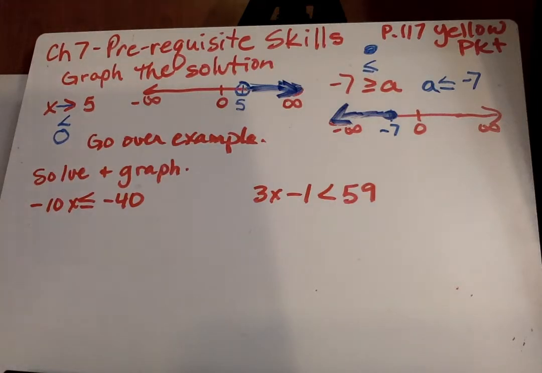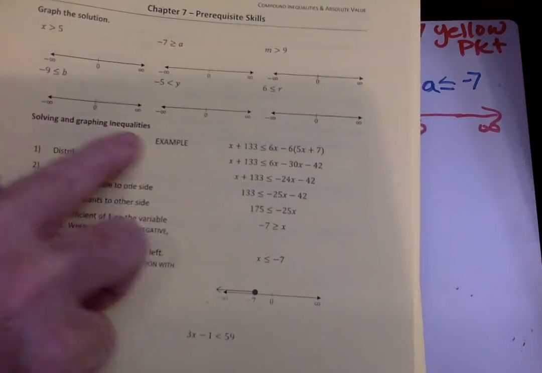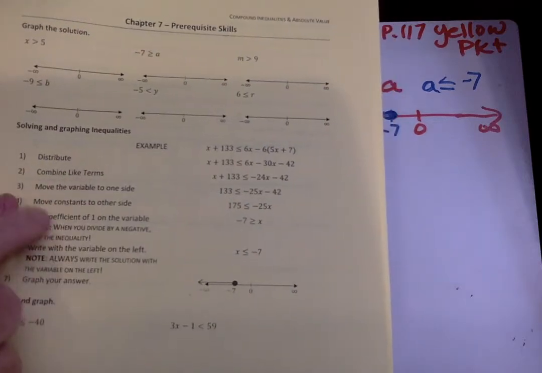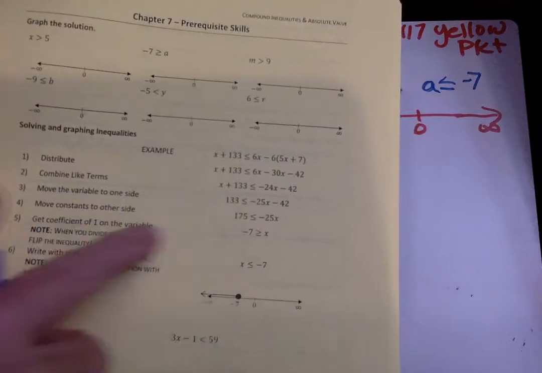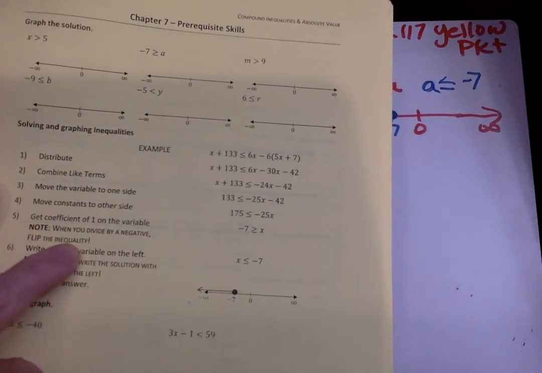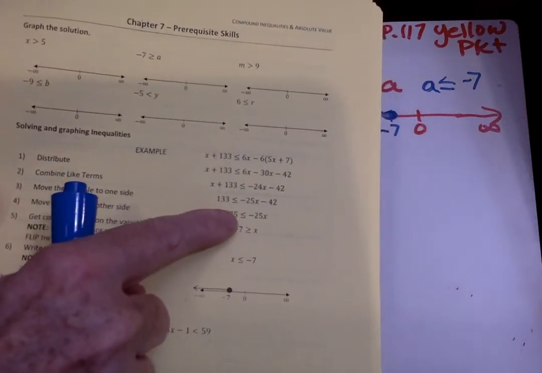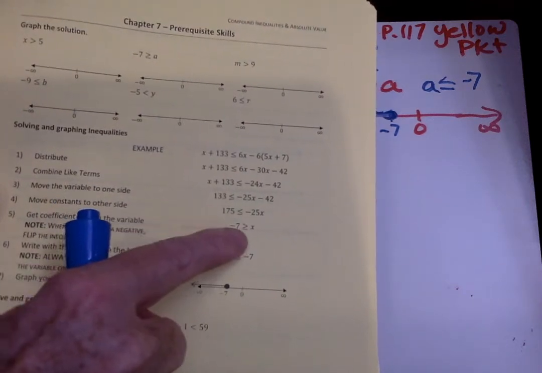Okay. Now we're going to talk about solving and graphing inequalities. And again, you can pause the video if you want. Here we go with our example here on solving and graphing inequalities. Basically, you can treat it like an equal sign until right here. When you're going to get a coefficient of 1, if you divide by a negative, you flip the inequality. So you flip the direction of the inequality right here because you divide by -25. See how that goes? Divide by a negative, flip the inequality.